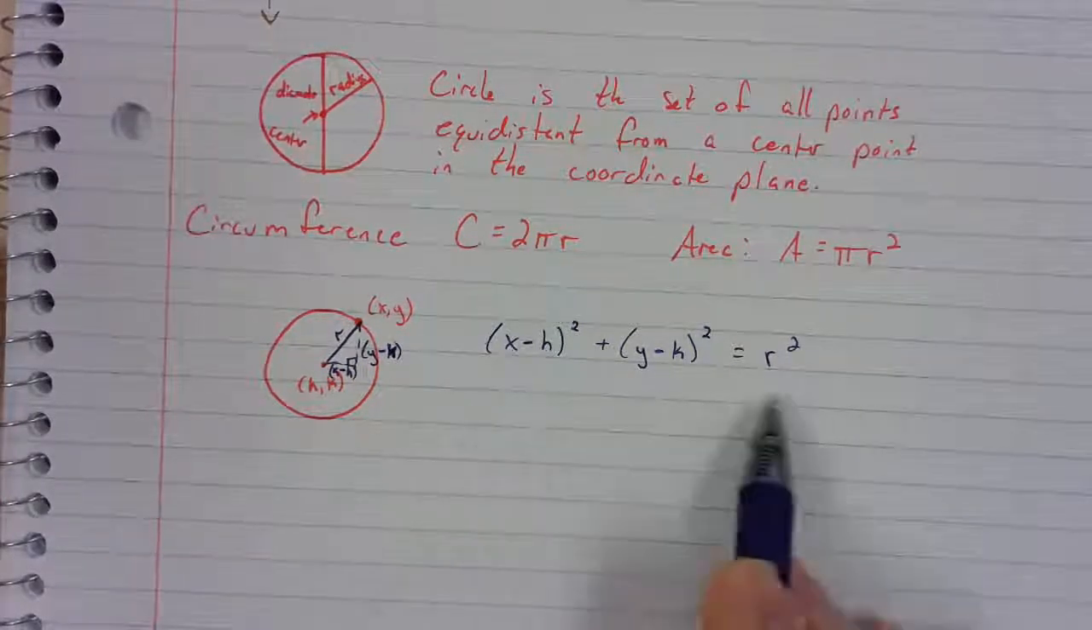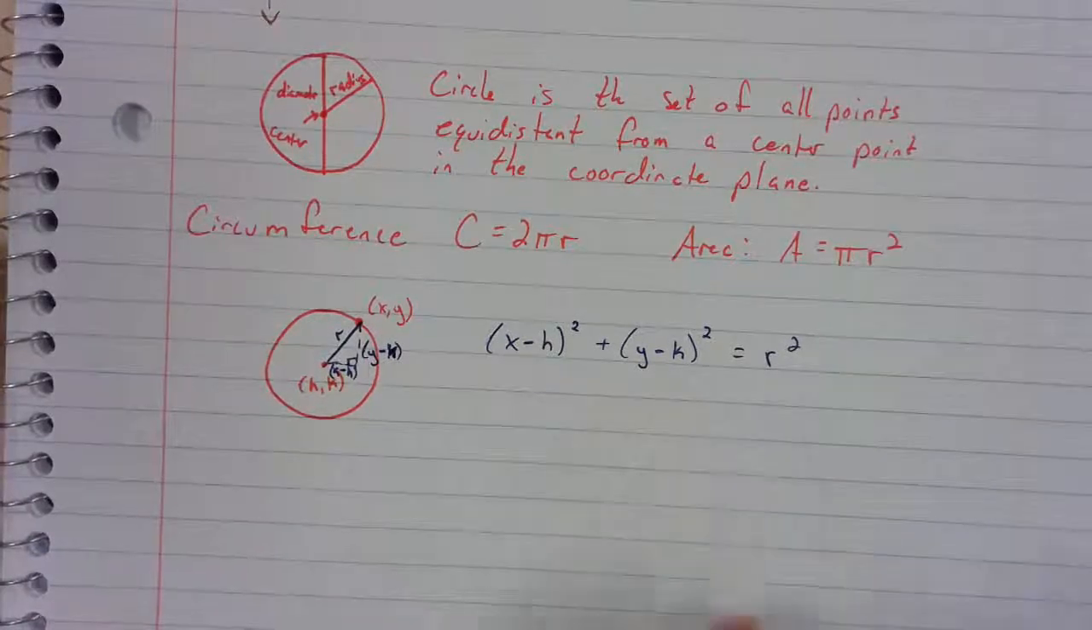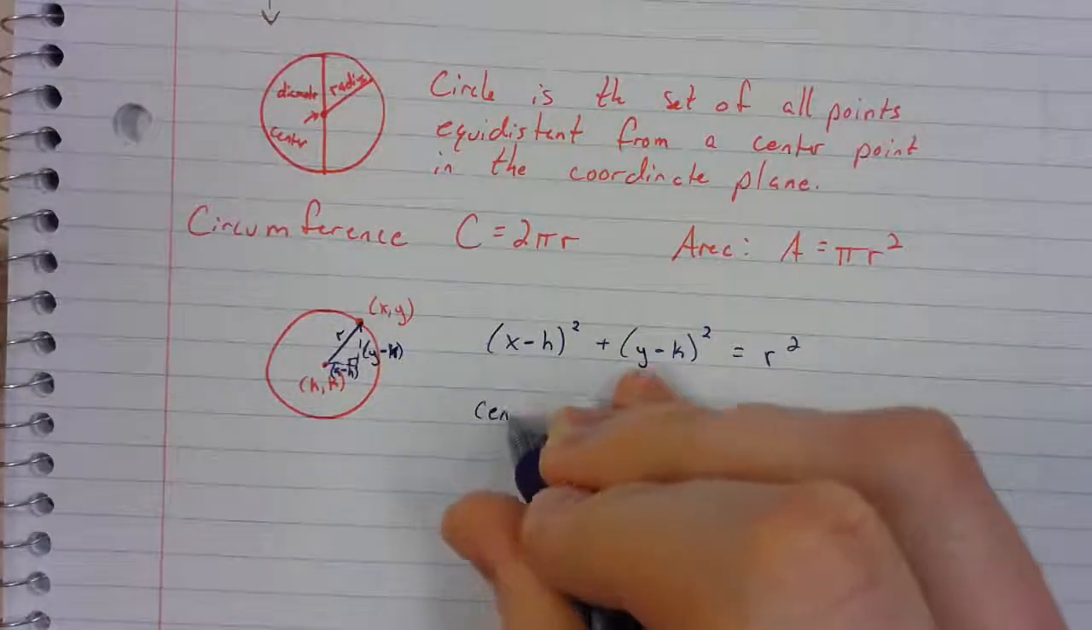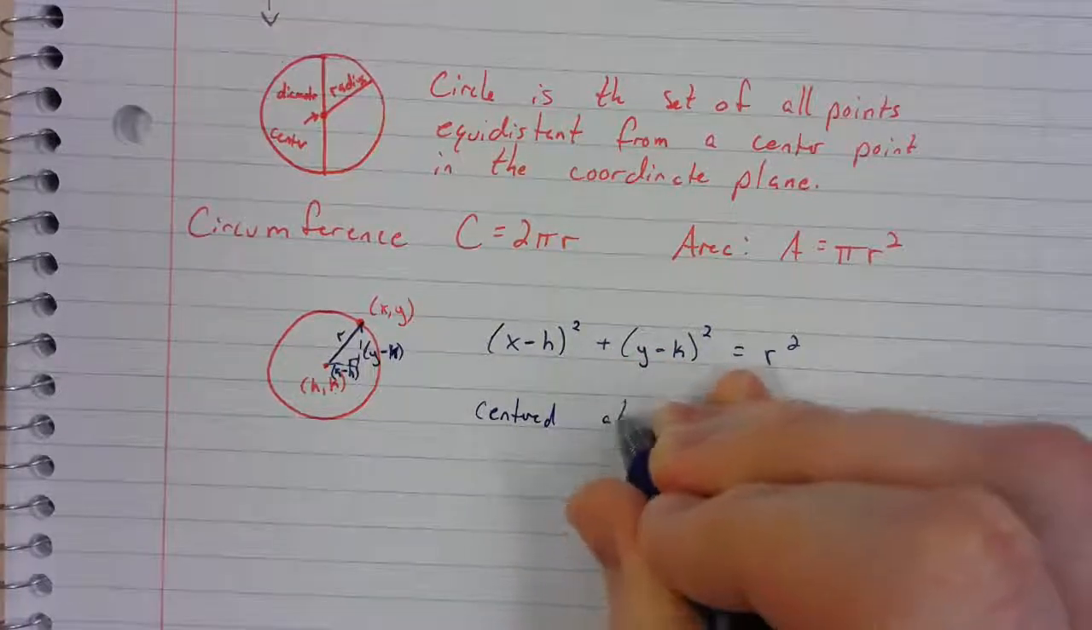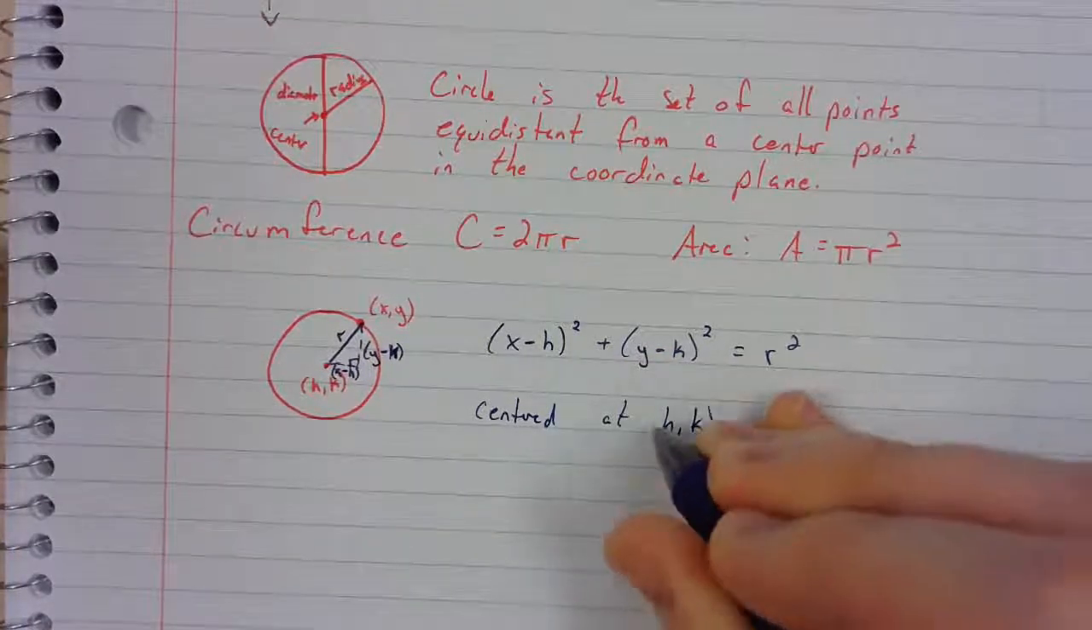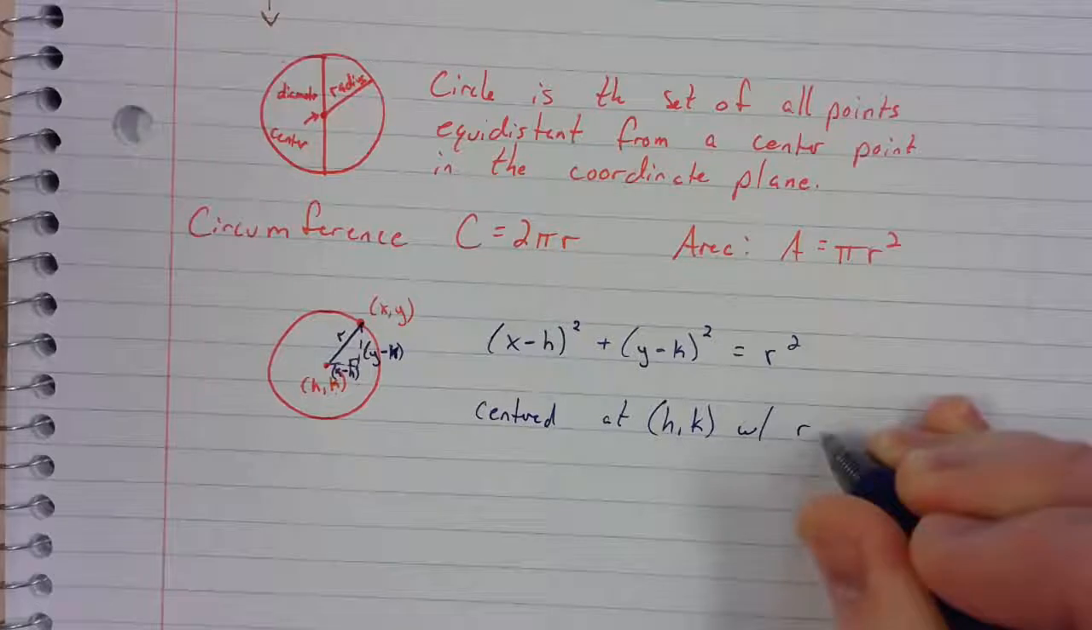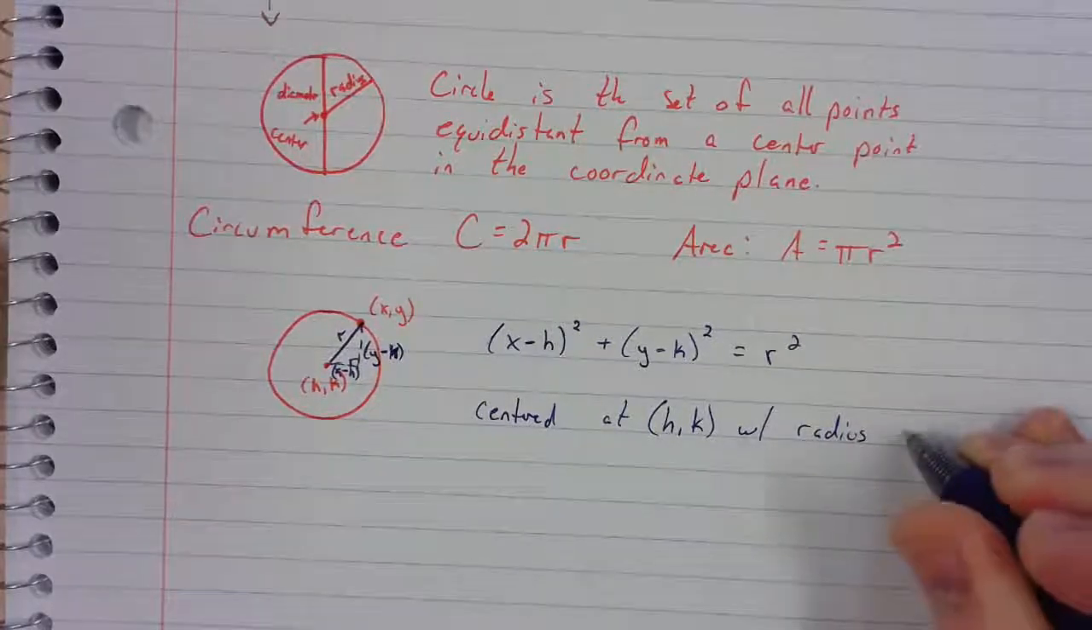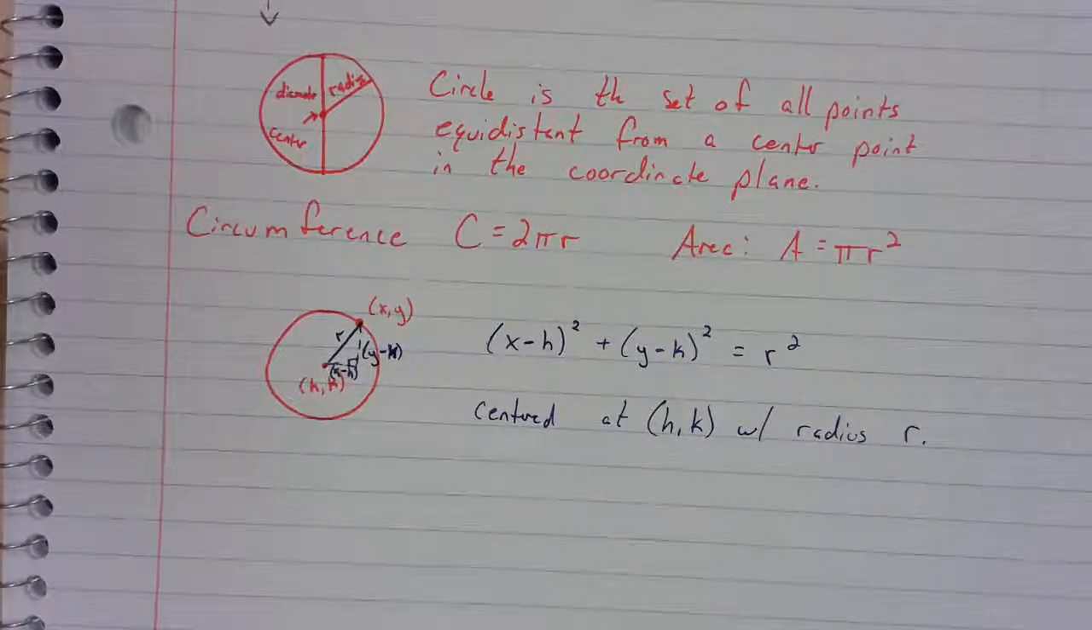All right, so here's our equation. Now, specifically, this is the equation of a circle that is centered at h, k and with radius r. That's really it. That's all there is to the equation.